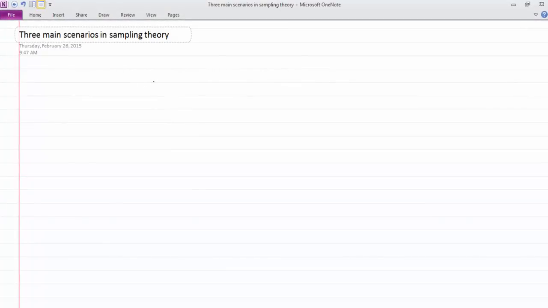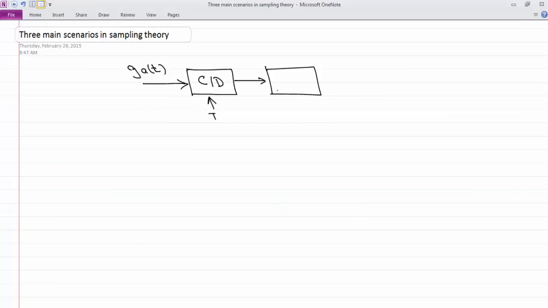So this is just recapturing the last 2 or 3 lectures' discussion and giving a summary of that. Let's say that you have an input signal, g_a(t). You pass it through a continuous to discrete converter, and then you convert it back into a continuous time signal. And at the output, you have g hat(t). What are the 3 different scenarios that can happen when you do this operation?